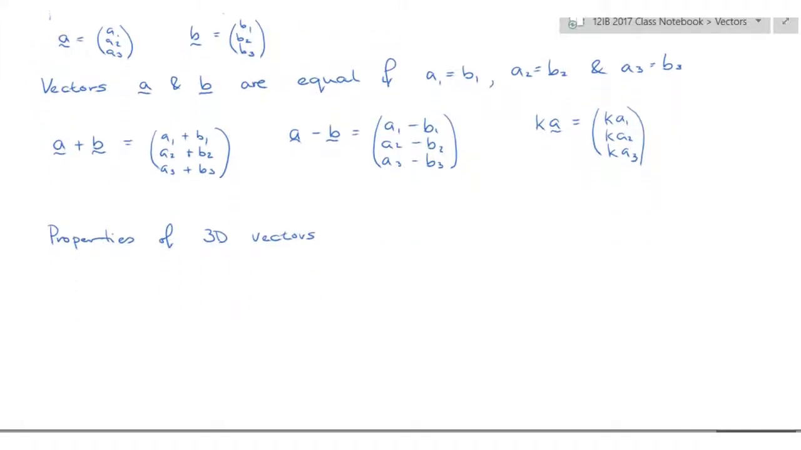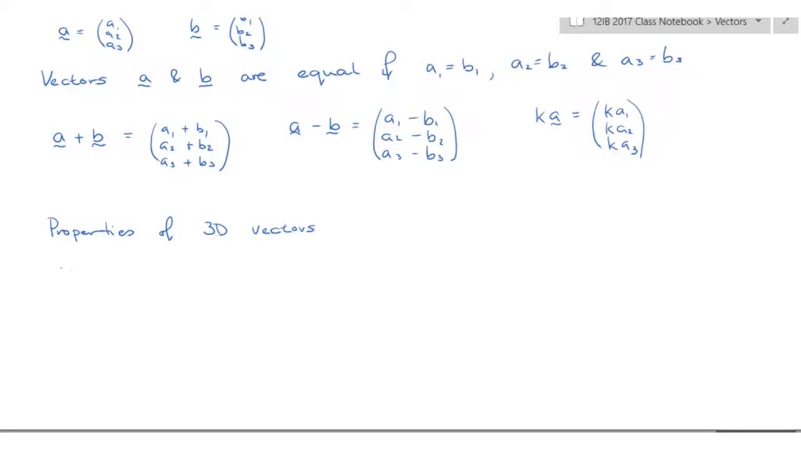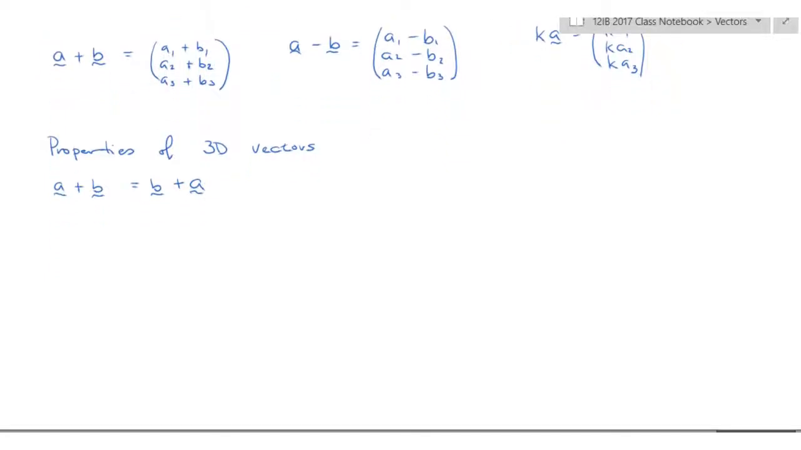Again, these ones fit in the same way for 3 dimensions as they do for 2. So a plus b is the same as b plus a, so it doesn't matter which way around you add them, you're still going to get the same thing. And a plus b plus vector c is the same as if you add your b and c vectors first and then add your a. So it doesn't matter what order you add them, you're going to end up with the same thing.